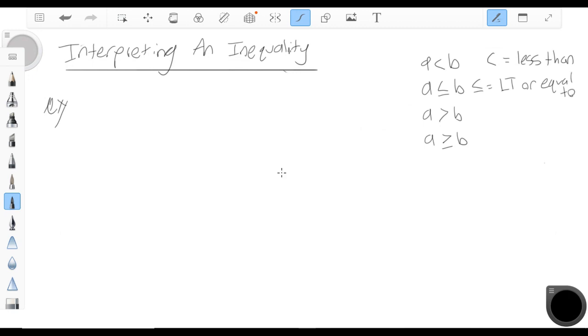And then similarly, on the other side of the coin, we have this sign, which means greater than. Remember, whichever side that the inequality symbol opens up to, whichever number that it opens up to, is the larger number. So since this is opening up towards A this time, we can say that A is greater than B. So this is the greater than symbol.